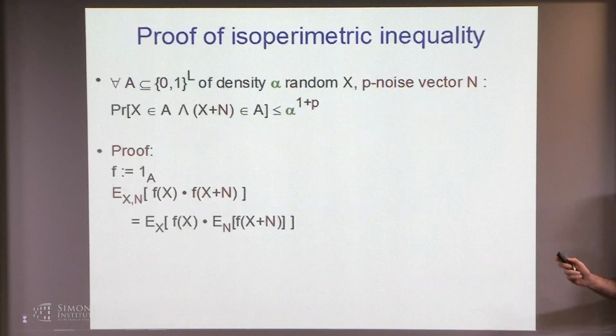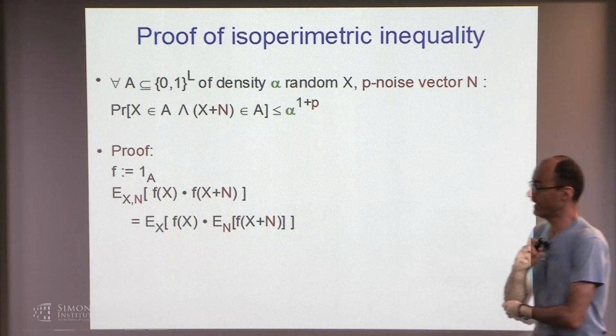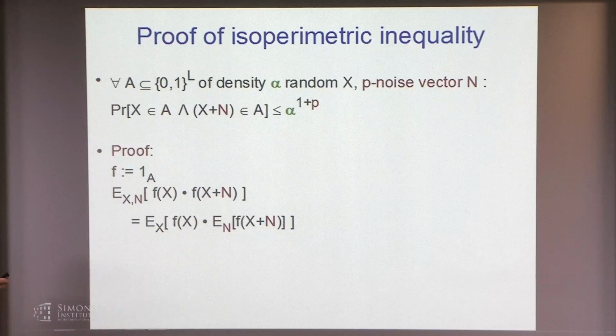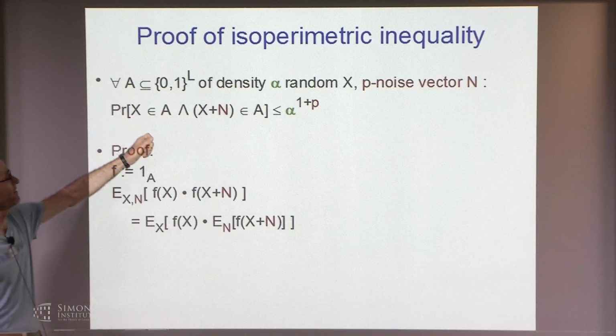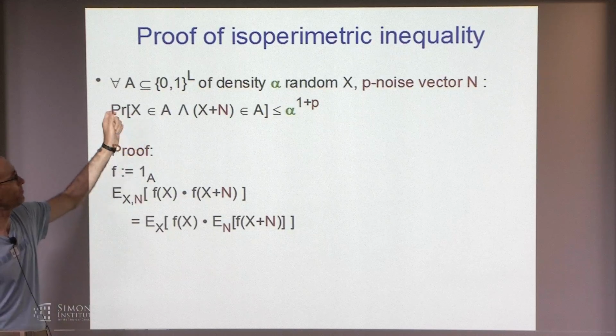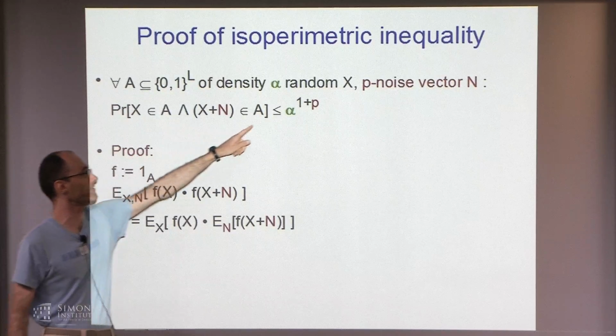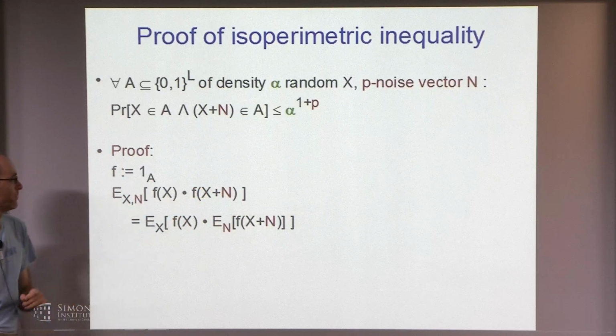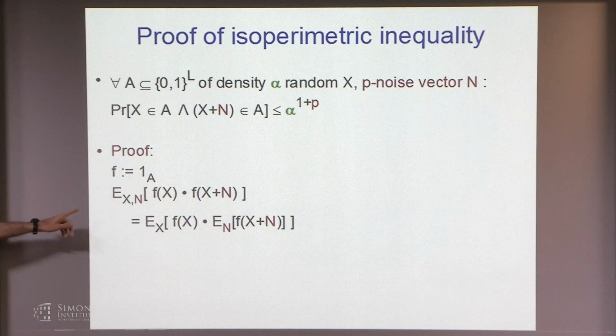So here is the isoperimetric statement again. You have set A, x and x plus n, and the chance that they both land in A is at most alpha to the 1 plus p, as opposed to just alpha. So you get a bit more. So that's the proof. Let me actually switch to characteristic functions.